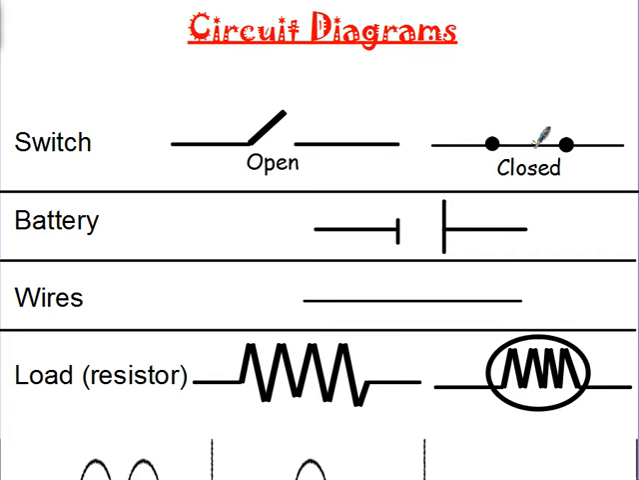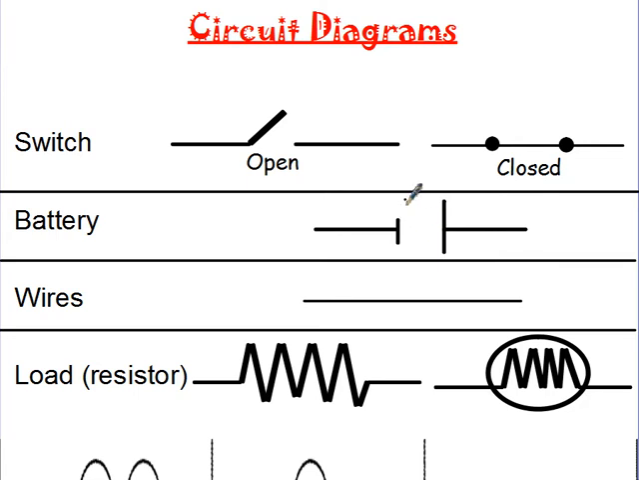Remember, closed switch means electricity can flow. Lights are turned on. The next symbol is a battery. The main way to draw a battery is one end that has a short little end and one end that has a long end. Now this is not represented as a gap. This whole thing is representing a battery.